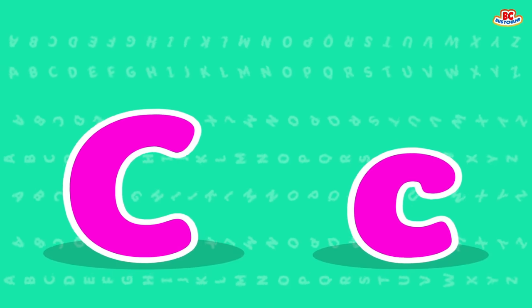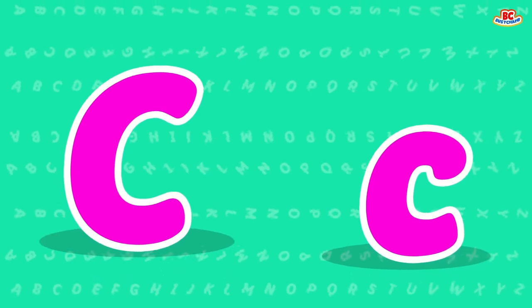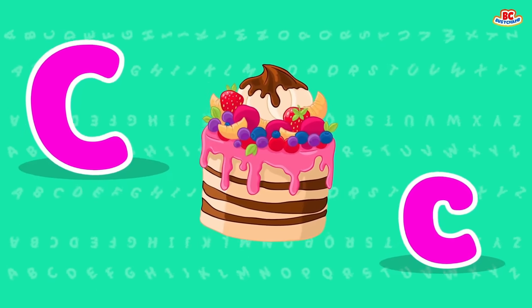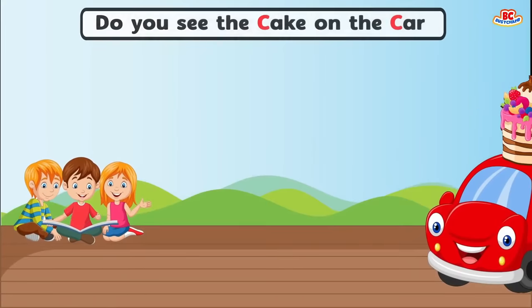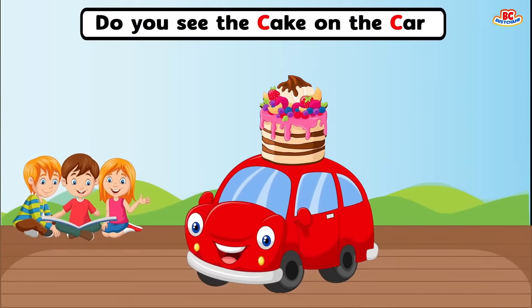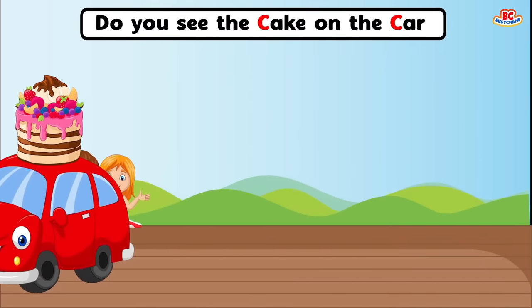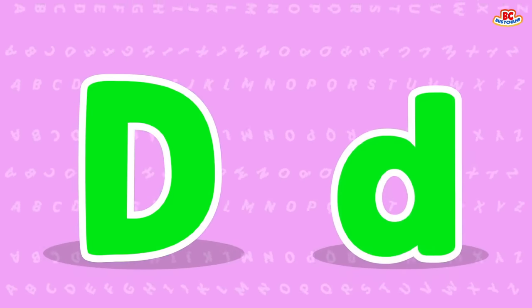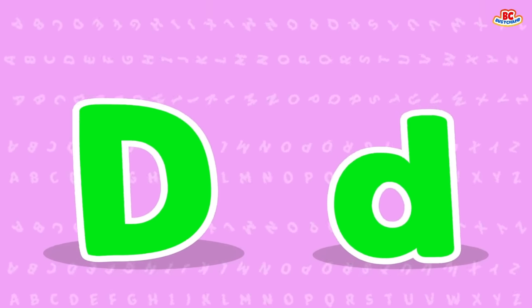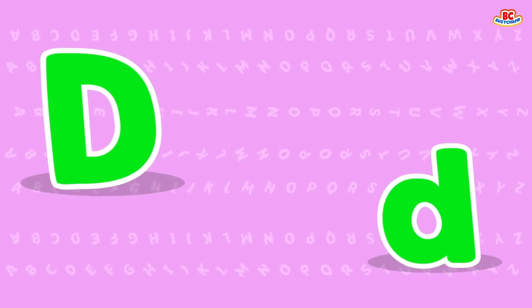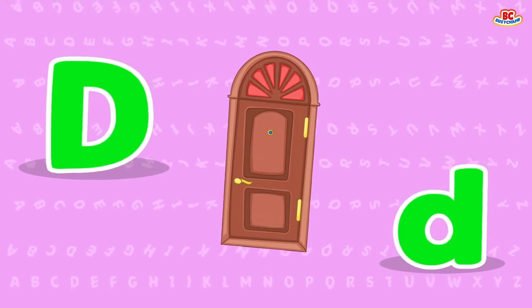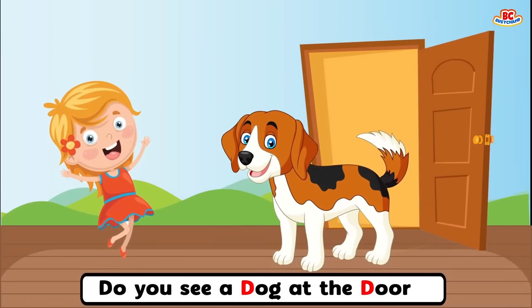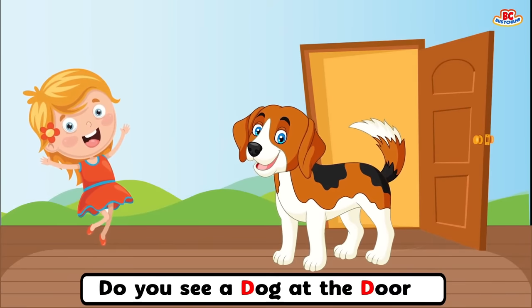C says... Do you see the cake on the car? D says door. Door. Do you see a dog at the door?